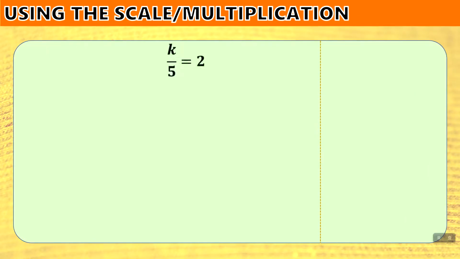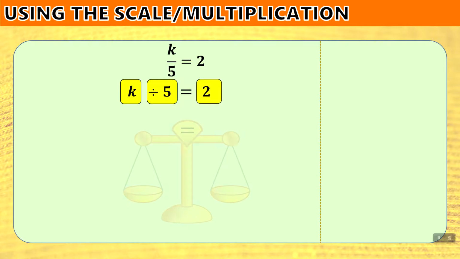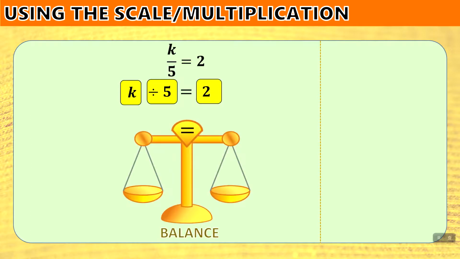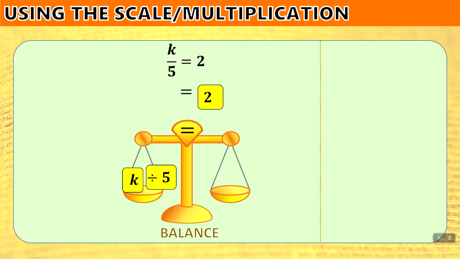Now let's look at a different type. In this equation, k is being divided by 5, and that is equal to 2. If we break that down into its parts, k divided by 5 equals 2. Imagining a scale again, we have k divided by 5 on the left, and we have 2 on the right. What is the value of k?